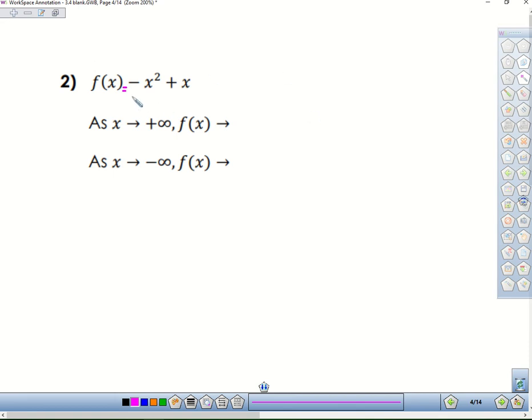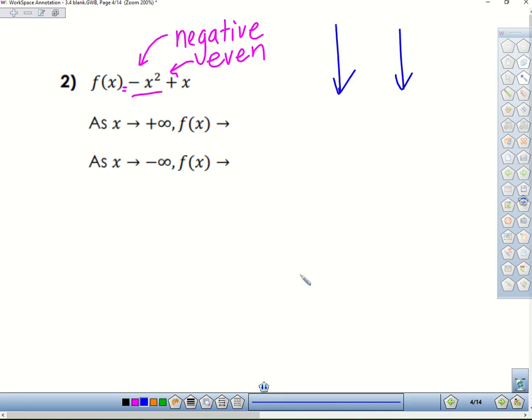So we look at our first term. Is my leading coefficient negative or positive? Negative. Good. And is my exponent even or odd? Even. 2 is even. So it's negative even. Make sense? So what's the end behavior look like for that? Both the arrows are downward.